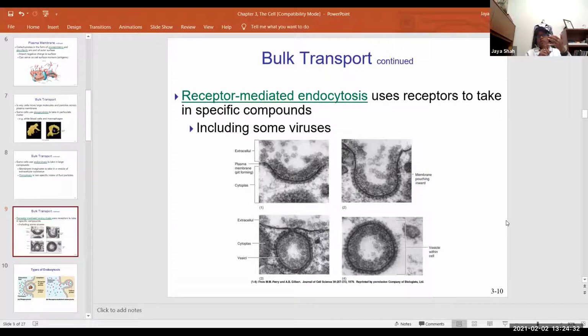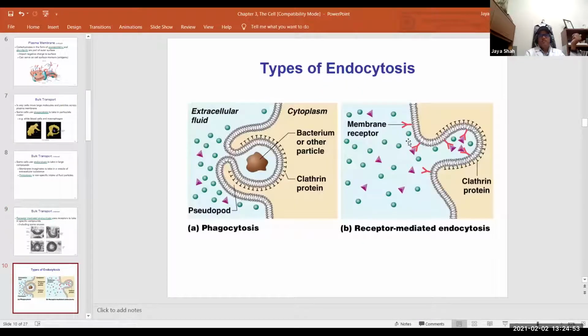Like your cholesterol and your insulin, they get inside your cell by this method. They bind first with the receptors. A lot of hormones first bind with the receptor and then get inside your cell and change the function of your DNA. These are the types of endocytosis, you see.